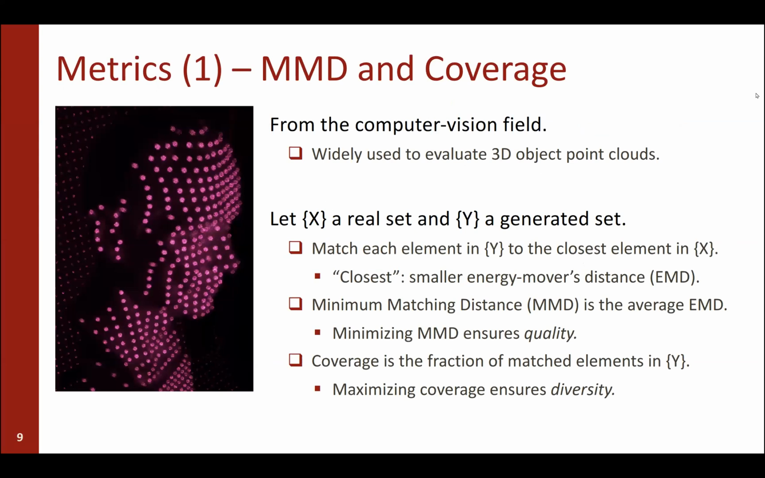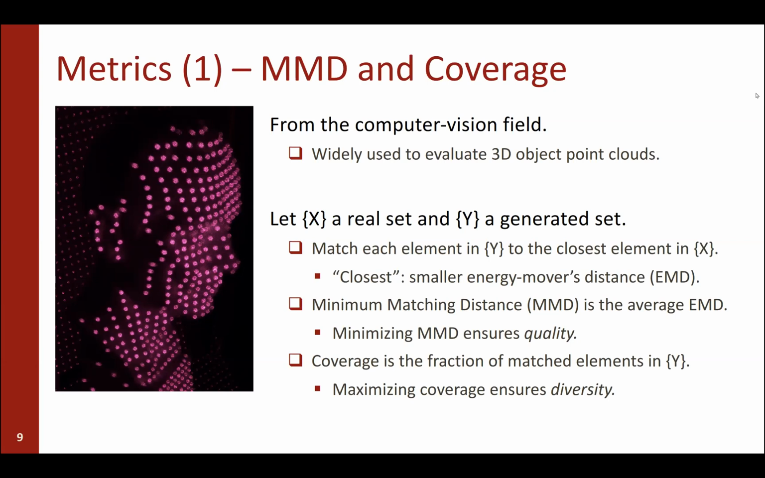Now we have to know how we're going to measure if this thing is doing its job well or not. So let me talk very briefly about metrics. We have, in general, two approaches to metrics in our paper. Either we take some from the computer vision field, which is widely used to evaluate three-dimensional object point clouds. We use the minimum matching distance or the coverage. The coverage is the only one that has the larger, the better.